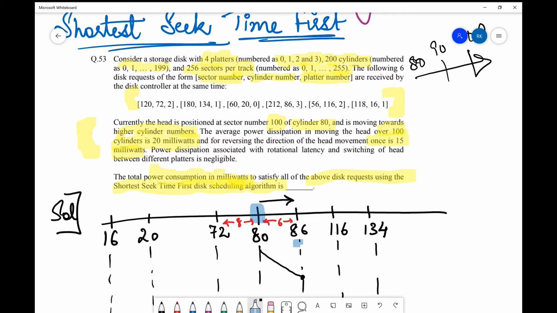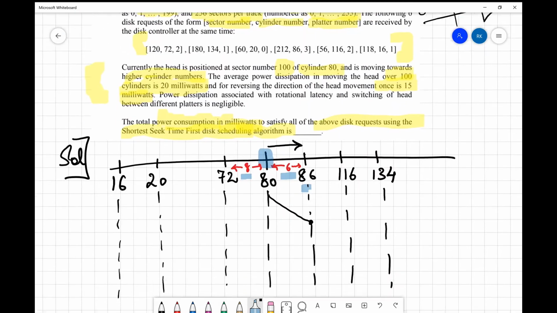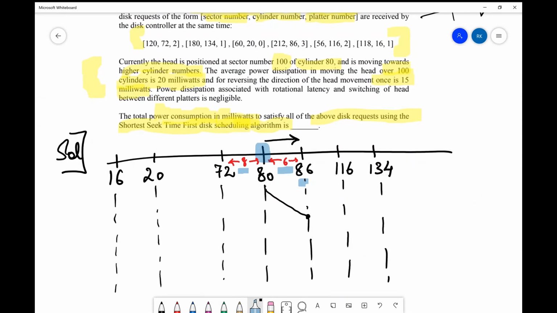You need to check which is the algorithm on the basis of which you need to serve. So the algorithm is shortest seek time first. So therefore you have to check for the distance, and then you have to take the decision. So if you check the distance between 80 and 86, it is 6, right? And between 80 and 72 it is 8. So therefore you'll serve 86 only. So no direction changes involved over here. So we serve 86.